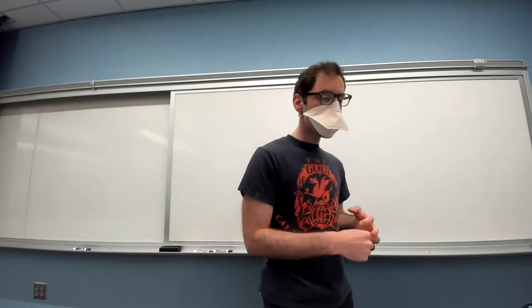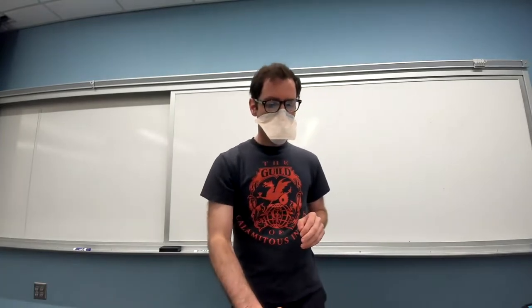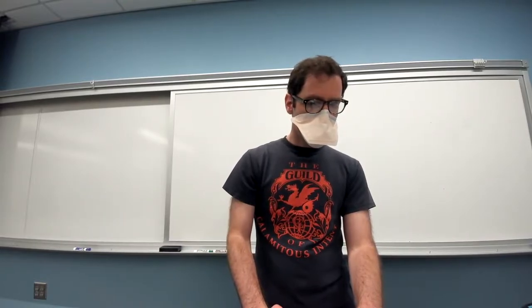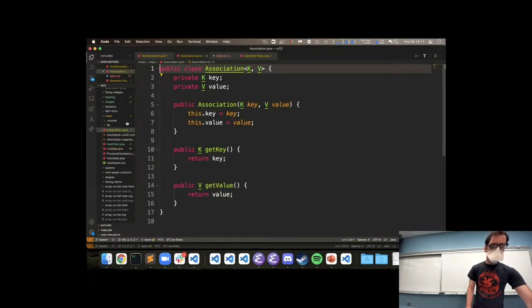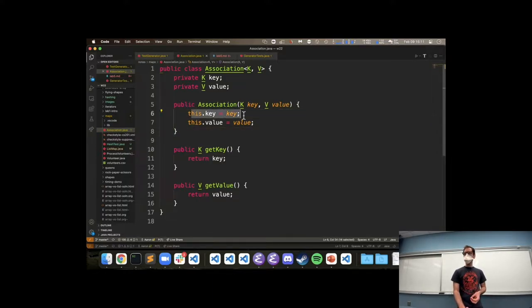Also, thank you to those of you who filled out the midterm feedback survey. There was one question that came in through that I wanted to mention, since it was about a common thing in Java that I skipped over in class when talking about this association class. We saw something in this constructor that is different from Java code we have seen in other constructors, namely this dot key equals key.